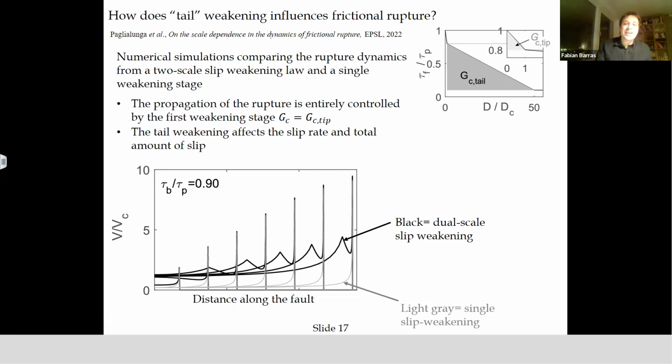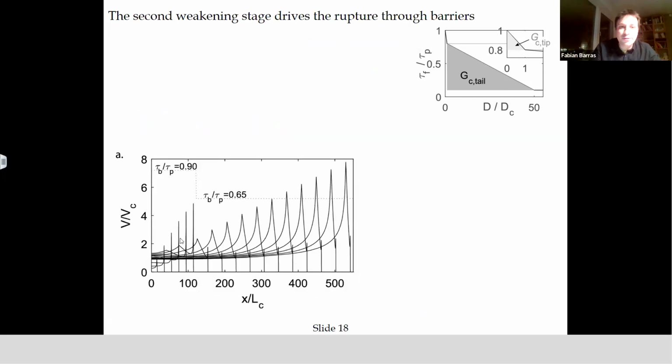But then we were wondering, is there a case where we can force or have the second weakening mechanism taking the lead of the rupture as well? An interesting example for this is to put a stress barrier. Initially, like before, we have 90% of the peak stress. But now if you reduce it to 65%, obviously the first weakening mechanism alone will never be able to cross that barrier because it has only a stress drop up to 0.8, I think. So if you run the light gray curve from before, it will propagate until there, and then it will be arrested abruptly.